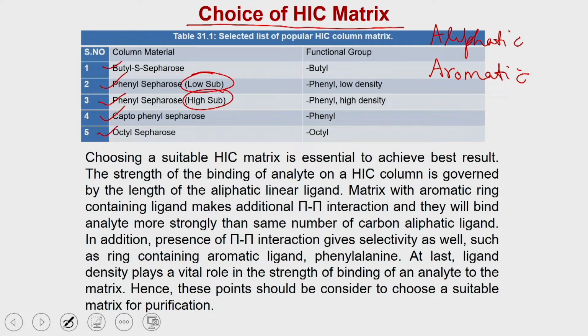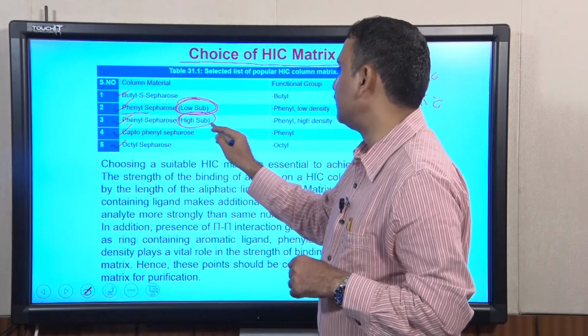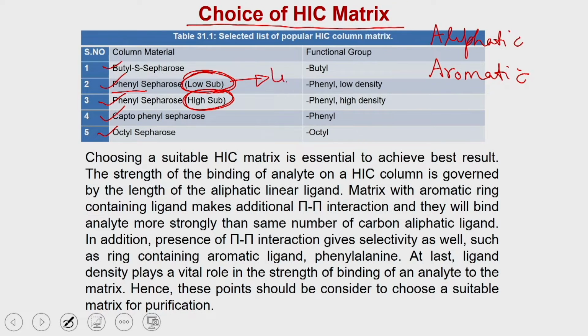In some cases you can have benzene-based aromatic ligands, and what you see is that we have two variants, low substituted and high substituted, which means this one is going to have a low amount of ligands attached to the beads, whereas this one is going to have a high amount of phenyl groups attached to the sepharose beads. That is why this column, the phenyl sepharose low substituted, is going to have lower affinity for hydrophobic interactions, whereas this is going to have higher affinity. So, you can choose the suitable matrix which is essential to achieve the best results.